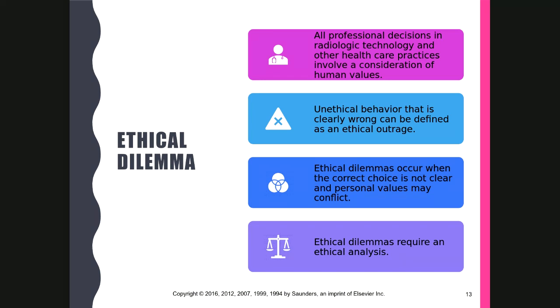Any unethical behavior that is clearly wrong can be defined as an ethical outrage. Screaming at a patient, for example, would be an ethical outrage. It's a gross violation of a commonly held standard of decency or human right. Let's say you have a patient that you go to give a gown, and the gown doesn't fit the patient, and you decide that the fact that the gown doesn't fit them doesn't really warrant anything.